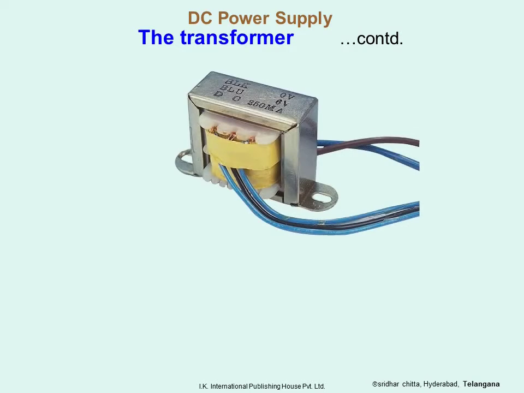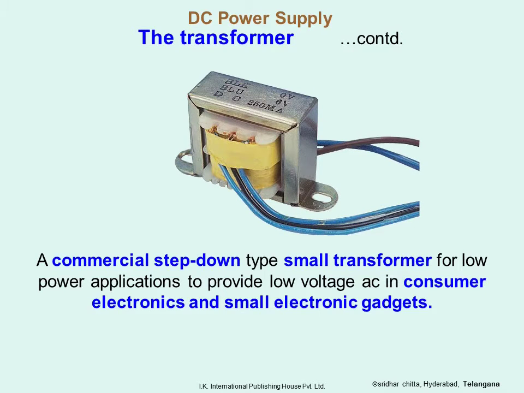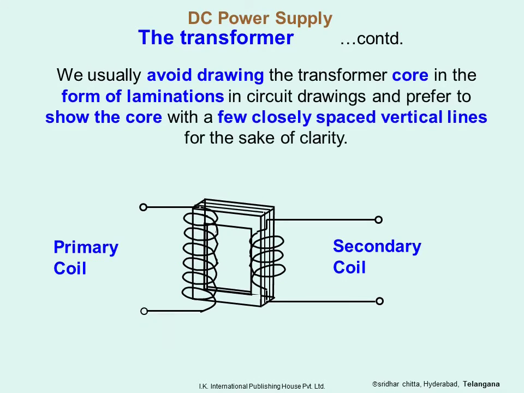The image is of a typical commercial step-down type small transformer for low power applications to provide low voltage AC in consumer electronics and small electronic gadgets. We usually avoid drawing the transformer core in the form of laminations in circuit drawings and prefer to show the core with a few closely spaced vertical lines for the sake of clarity.